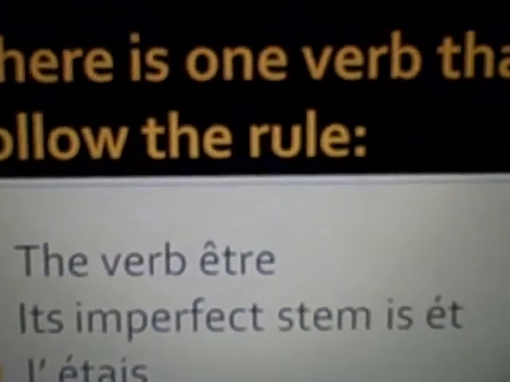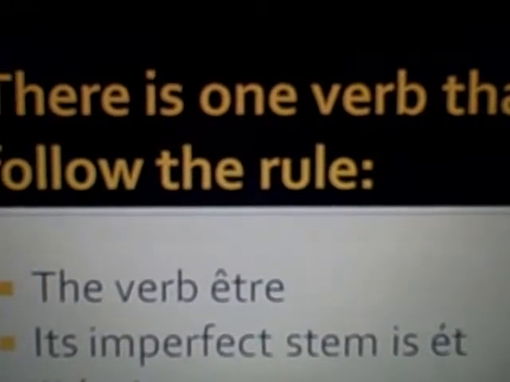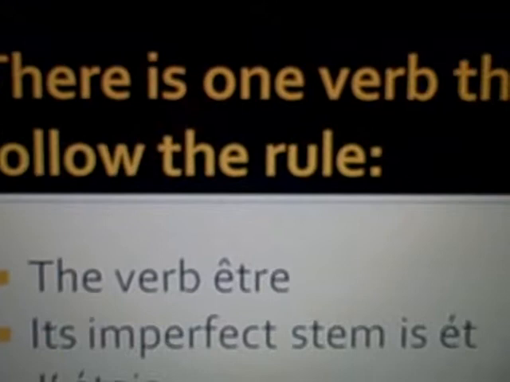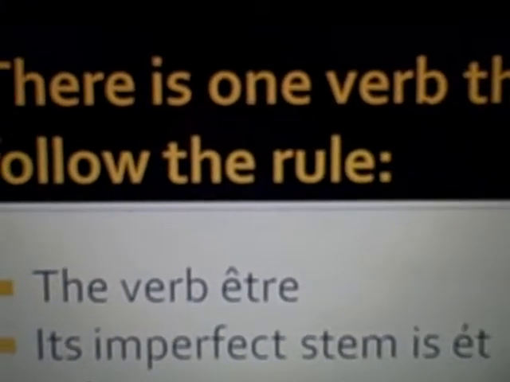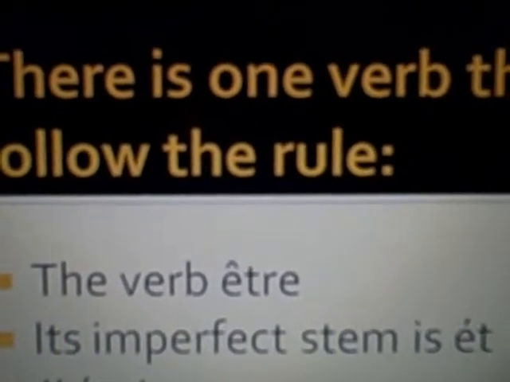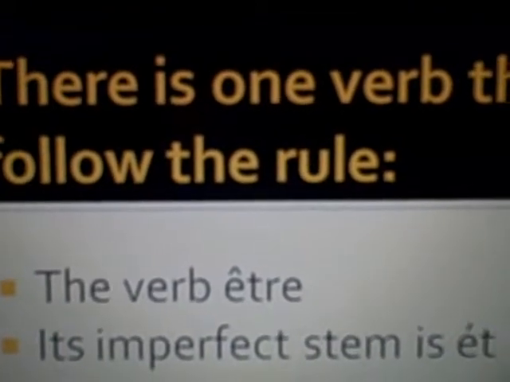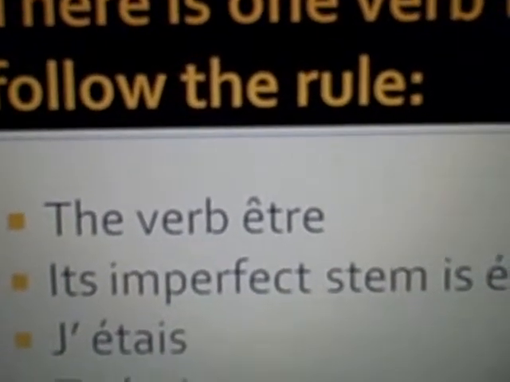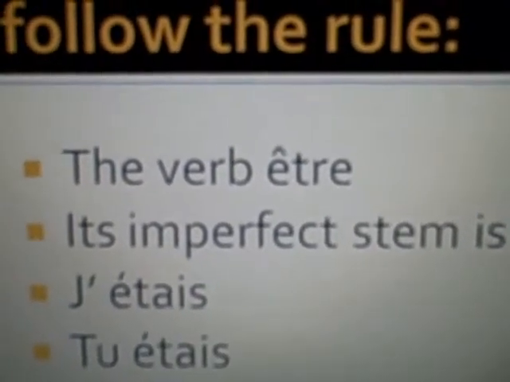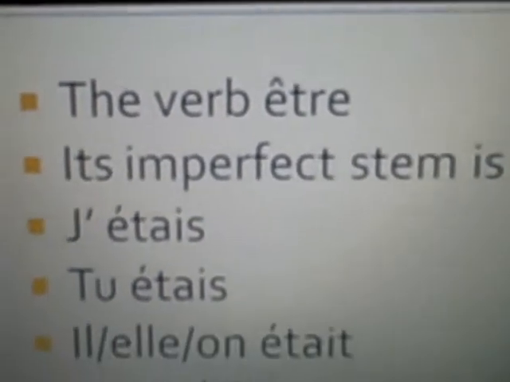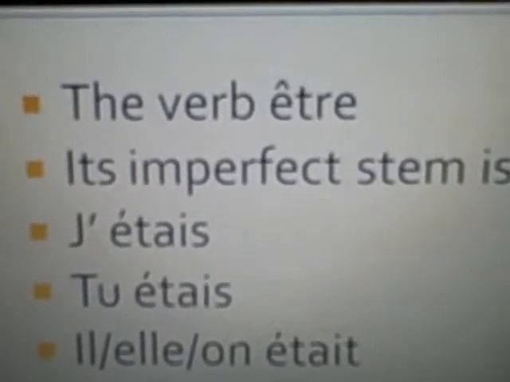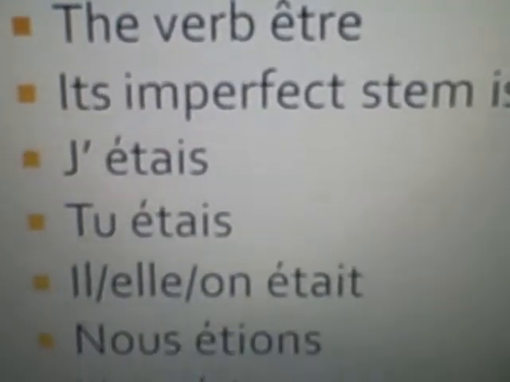But it's easy. The imperfect stem for the verb être is simply two letters, E and T, with an accent over that first E. It's pronounced A. So all you need to know is that that's your stem and you add your endings on top of that. So what you end up with is j'étais, I was. Tu étais, you were. Il, elle, or on était, he, she, or one was or used to be.